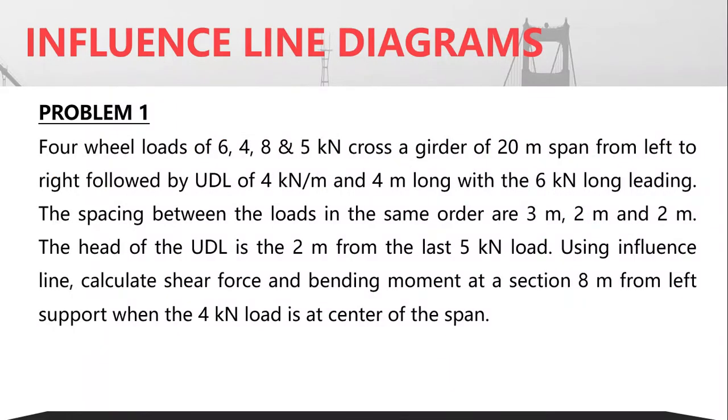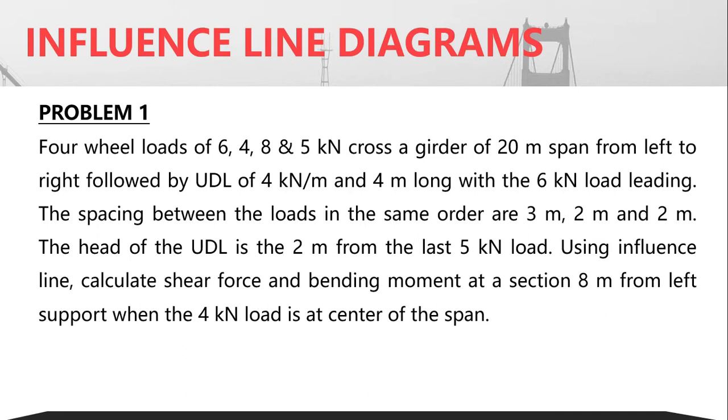So this is the question we shall be discussing today. 4 wheel loads of 6, 4, 8 and 5 kilonewton cross a girder of 20 meter span from left to right, followed by a UDL of 4 kilonewton per meter and 4 meter long, with the 6 kilonewton load leading. The spacing between the loads in the same order are 3, 2 and 2 meters. The head of the UDL is 2 meters from the last 5 kN load. Using the influence line, calculate the shear force and bending moment at a section 8 meter from the left support, with the 4 kN load at the center of span.